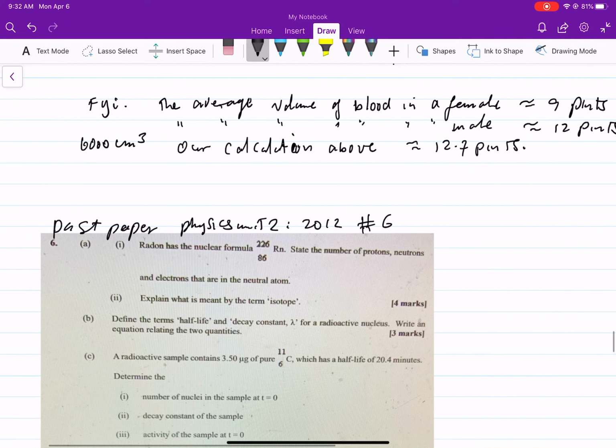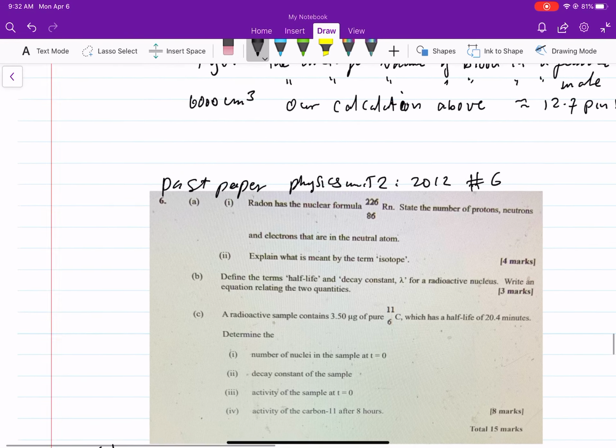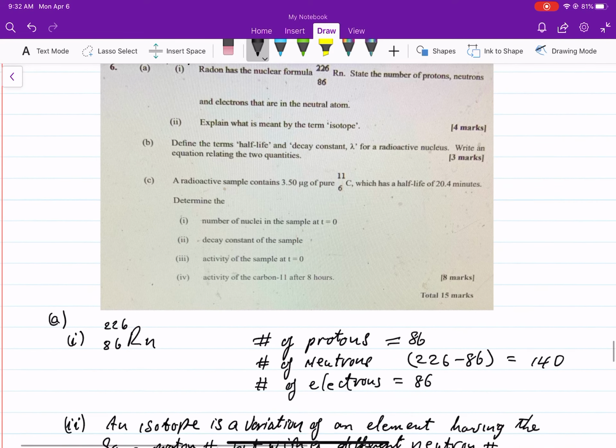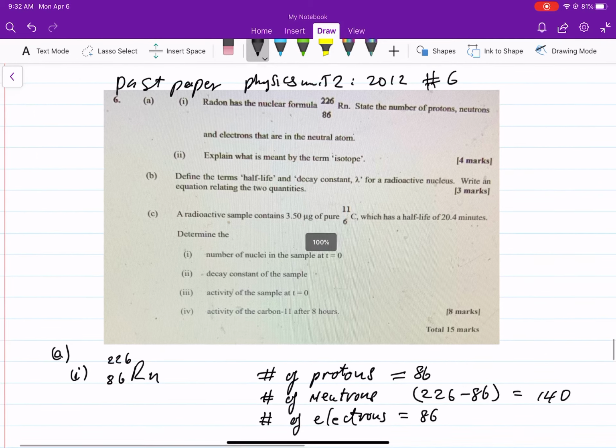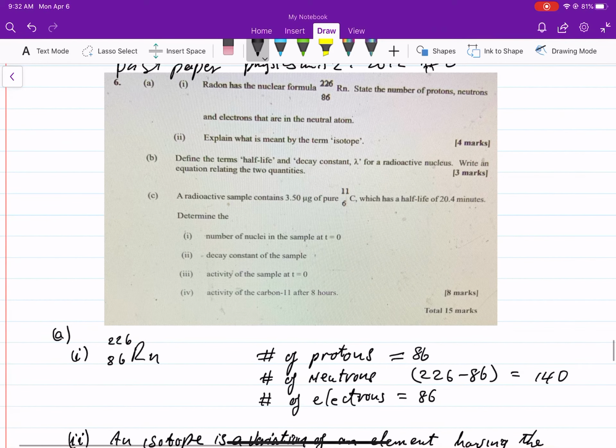Okay, I also went through another problem. This one here is taken from a past paper, Physics Unit 2, the year 2012, and it's number 6. So let's run this one as well. Radon has the nuclear formula radon 226, 86. State the number of protons, neutrons, and electrons that are in a neutral atom.